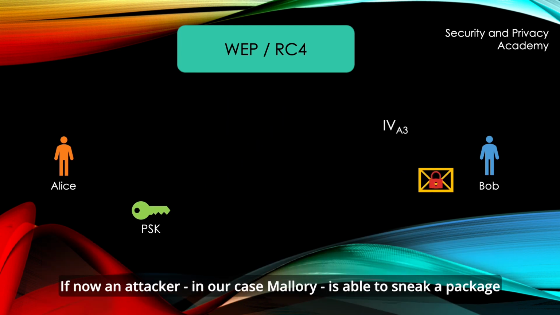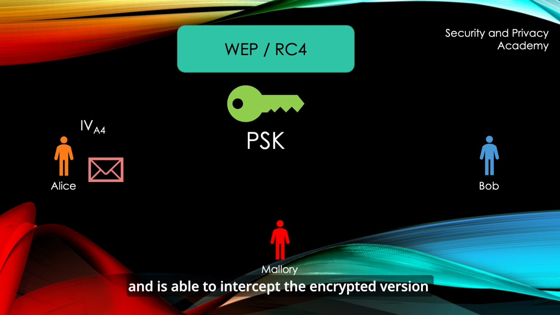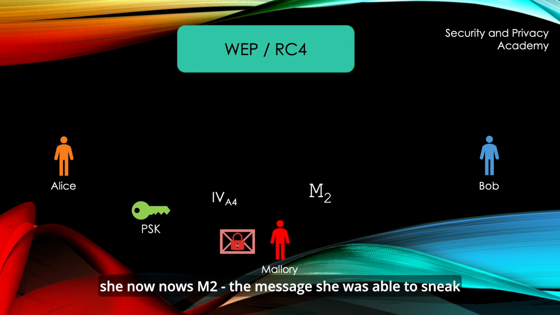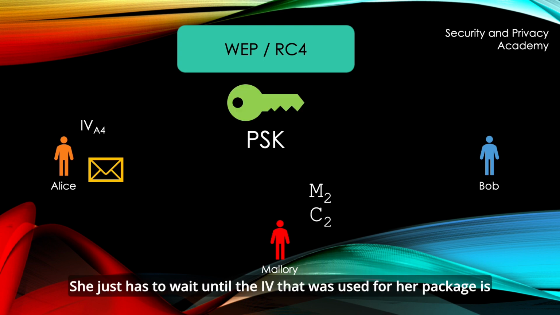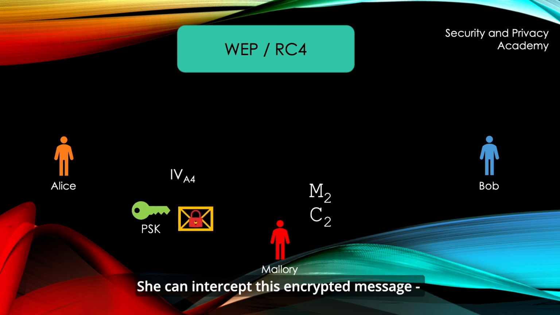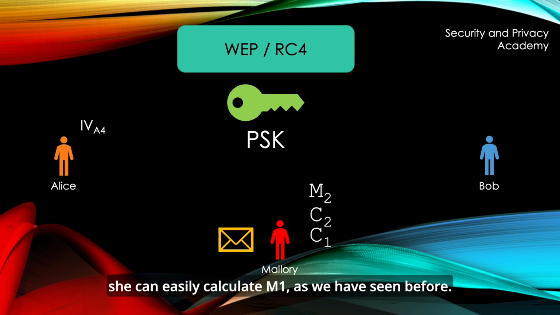If now an attacker, in our case Mallory, is able to sneak a packet into the data stream, a so-called known plaintext attack, and is able to intercept the encrypted version, analogous to our example from before, she now knows M2, the message she was able to sneak into the data stream, and C2, the encrypted M2. She just has to wait until the IV that was used for her packet is repeated, which is again bound to happen soon. She can intercept this encrypted message C1 from before, and knowing all three, M2, C2 and C1, she can easily calculate M1 as we've seen before.